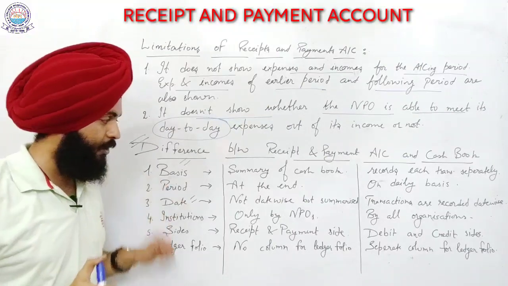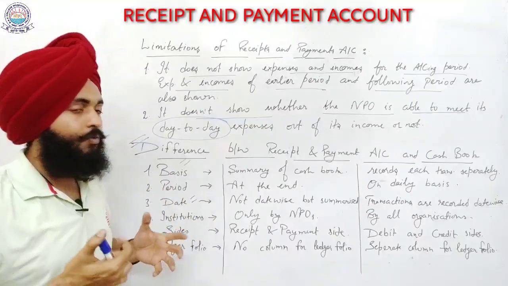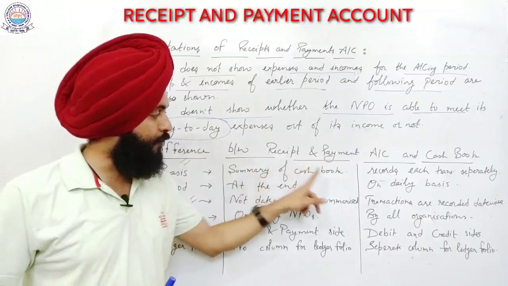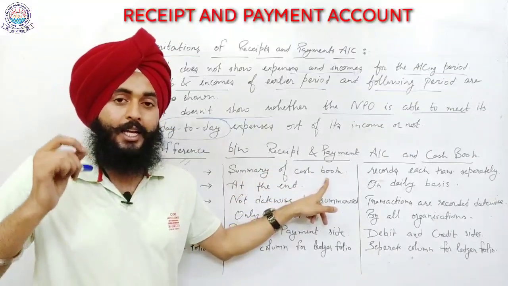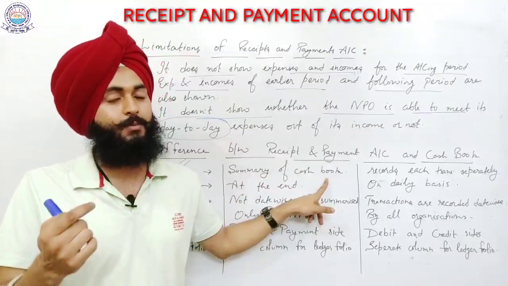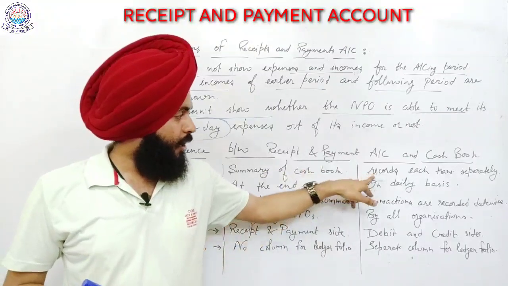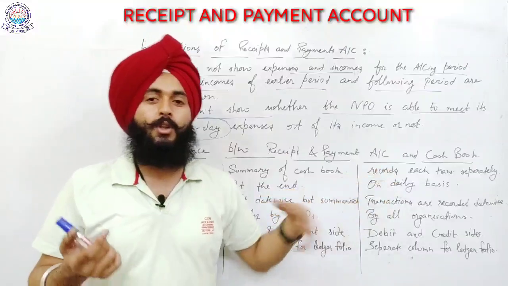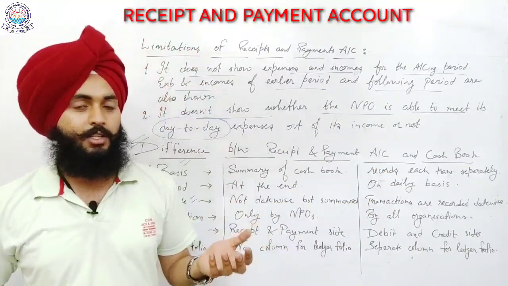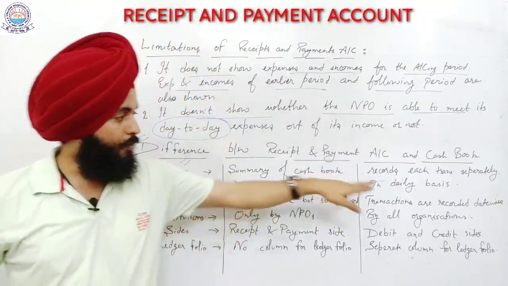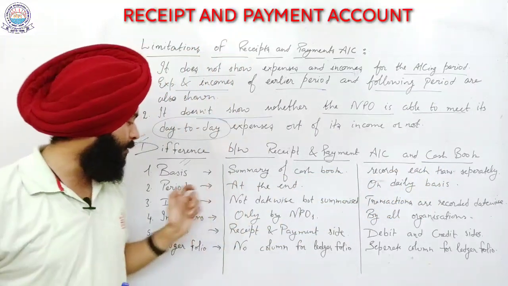Okay, so the first one, basis. On what basis do we prepare the receipt and payment account? This is a summary of the cash book, first thing, and it is prepared from the cash book or cash account. And what about the cash book? The cash book records each and every transaction separately, and on a daily basis.